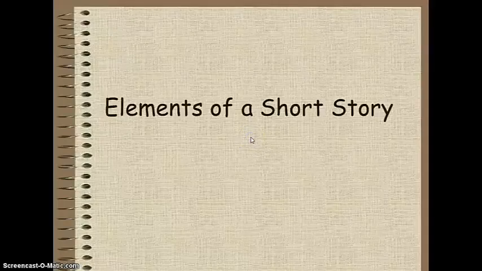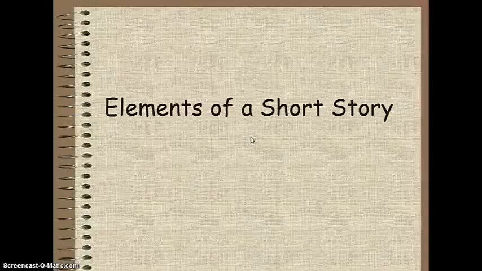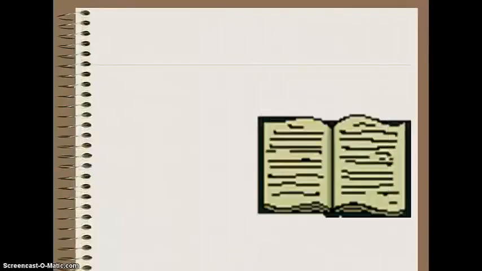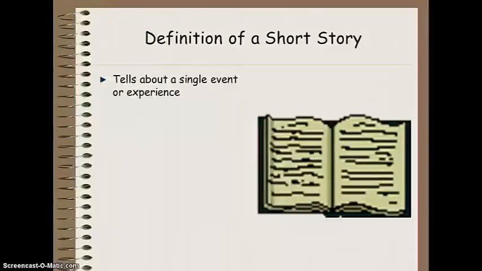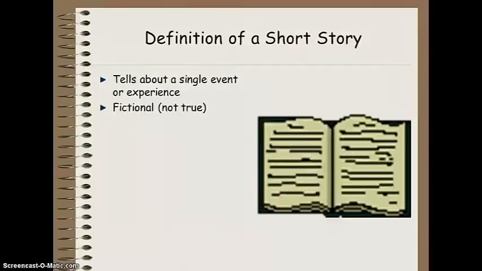The elements are really the pieces that make up a short story, that come together to create the story as a whole. A short story is defined as something that tells about a single event or experience. In other words, it's not usually multiple situations. It's fictional, not true, although it may be based on something that is true.